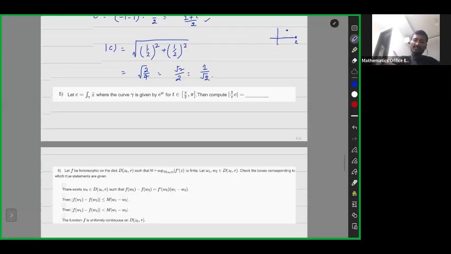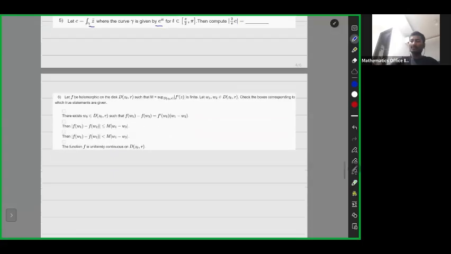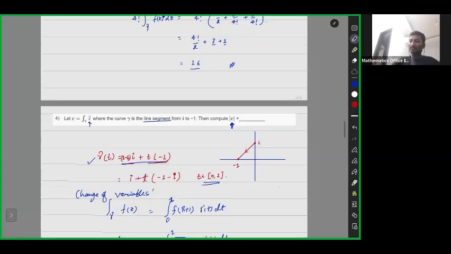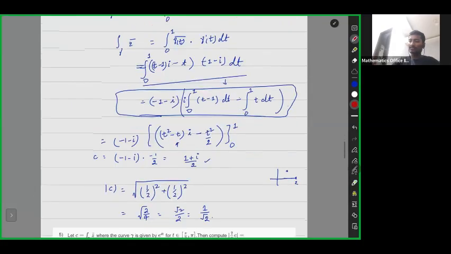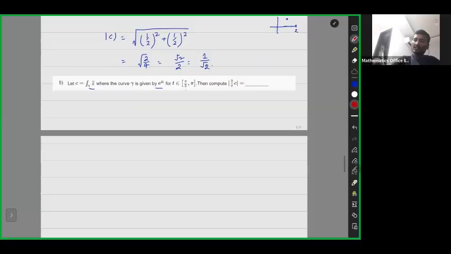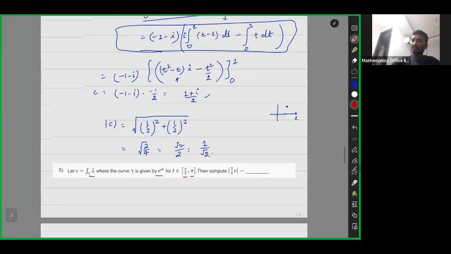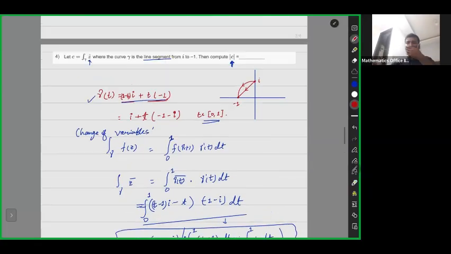So the function is the same, and C is also defined in a similar fashion, but the curve is given by e power it. So let's draw the curve. We can draw at the same place. E power it is this circular curve. T is from pi by 2 to pi, means this is the curve we are talking about, a circular path.